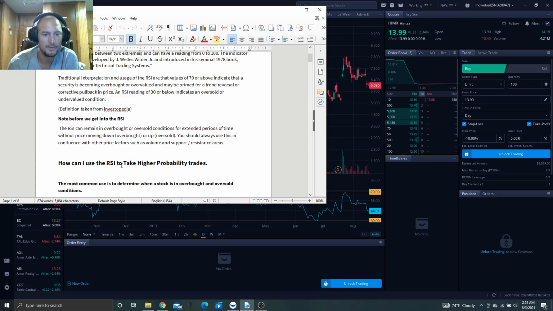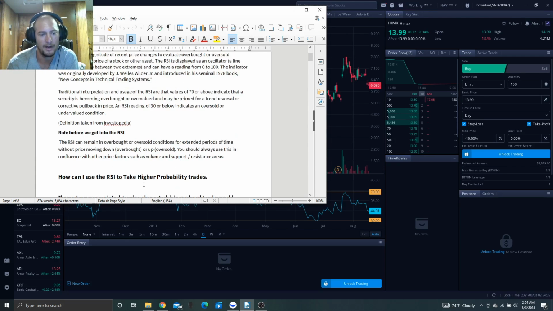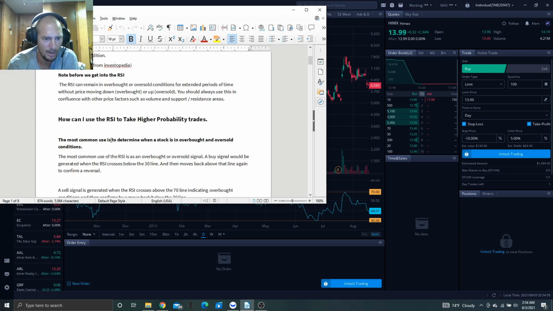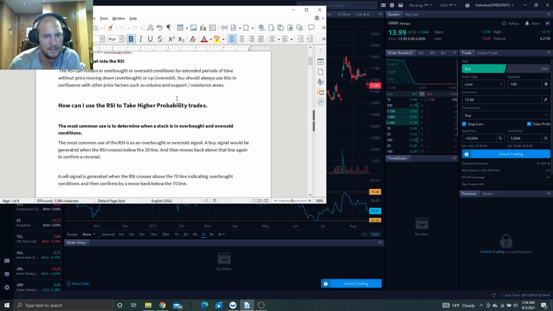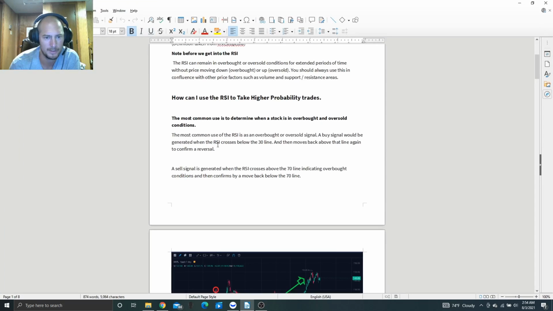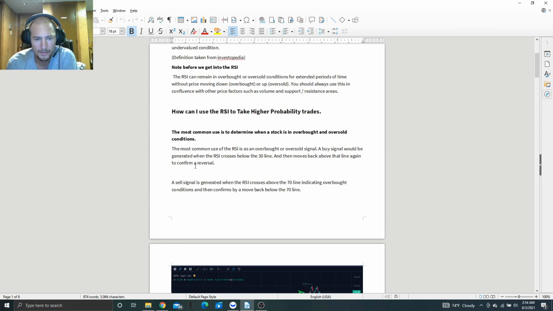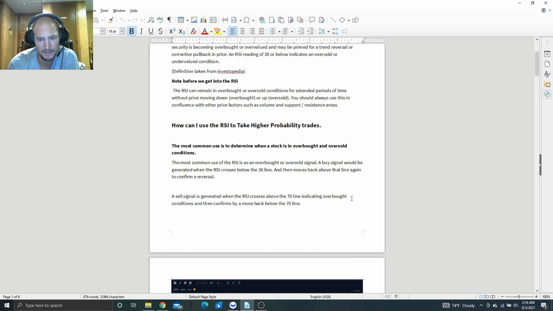How can I use the RSI to take higher probability trades? Now we're going to get to some juicy bits. The most common use of the RSI is to determine when a stock is in overbought or oversold conditions. Let me just blow this up. A sell signal is generated when the RSI crosses above the 70 line, indicating overbought conditions, and is then confirmed by a move back below the 70 line.